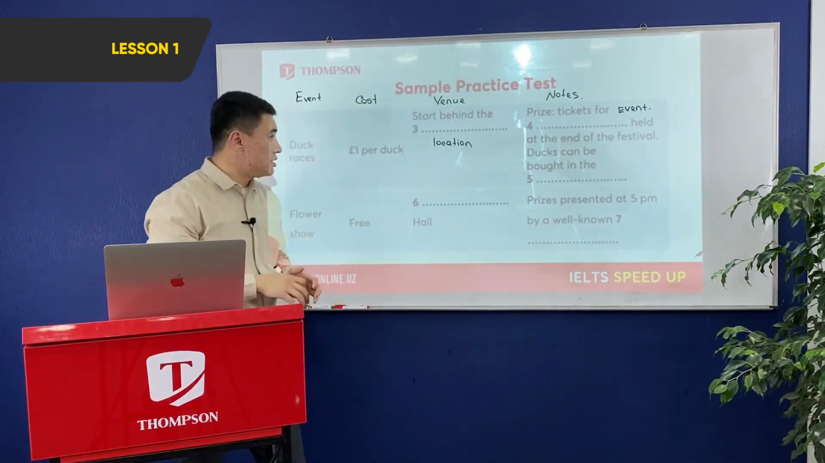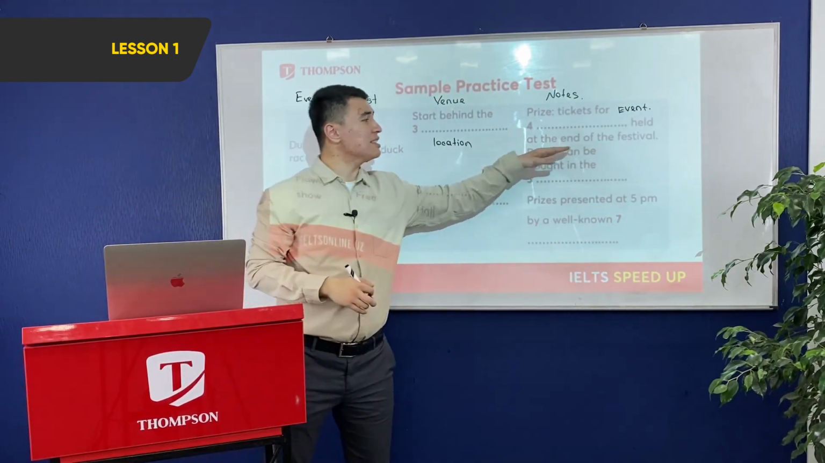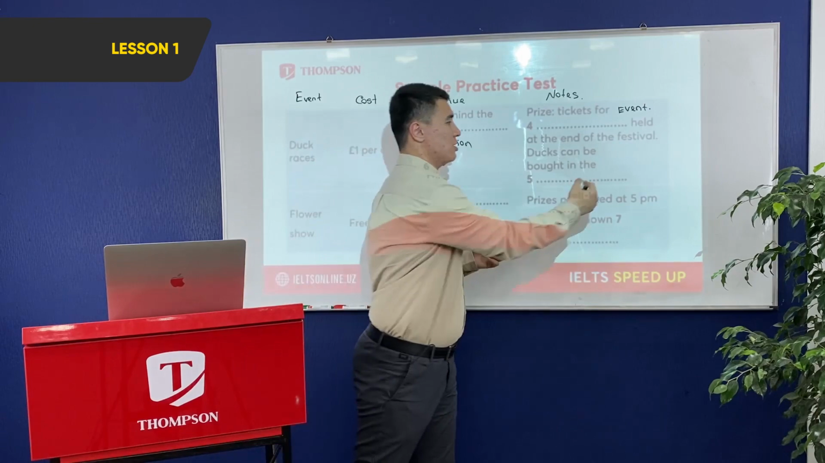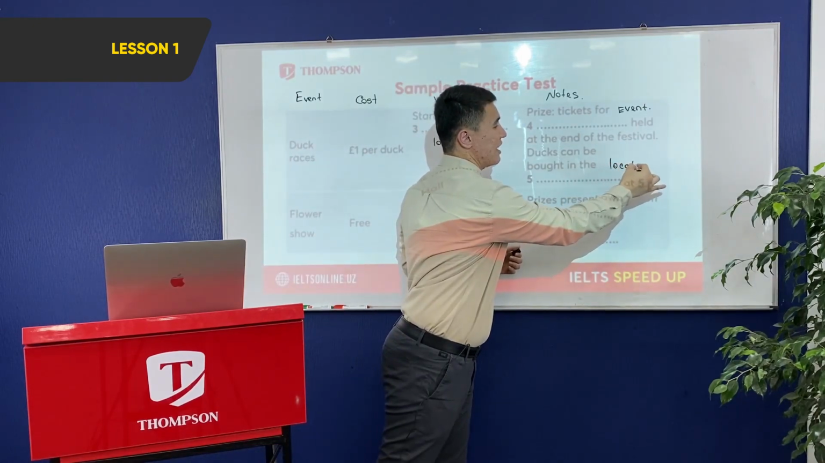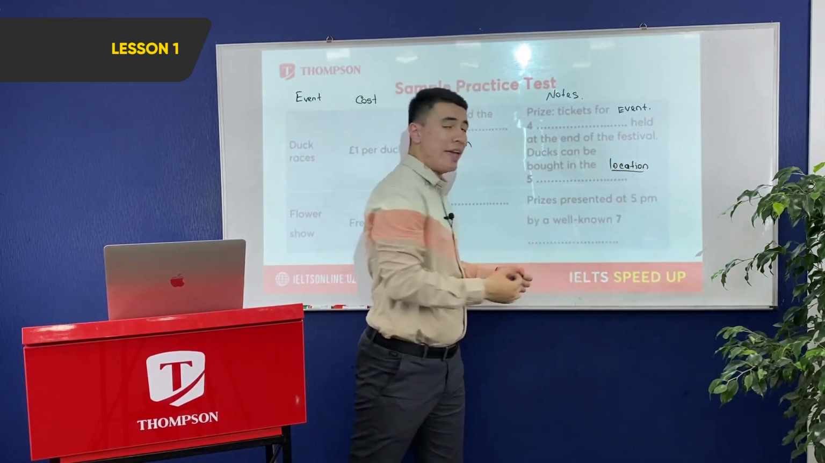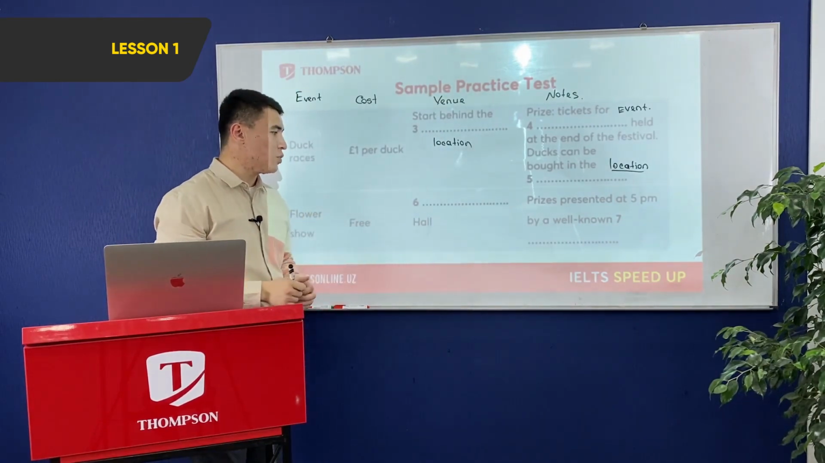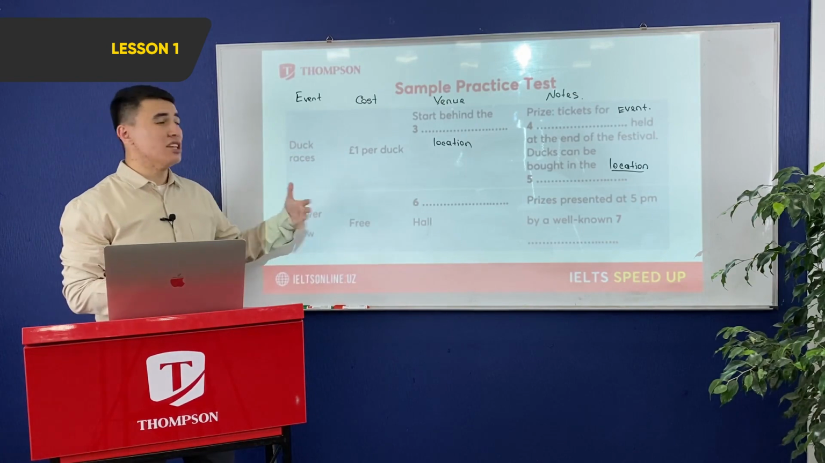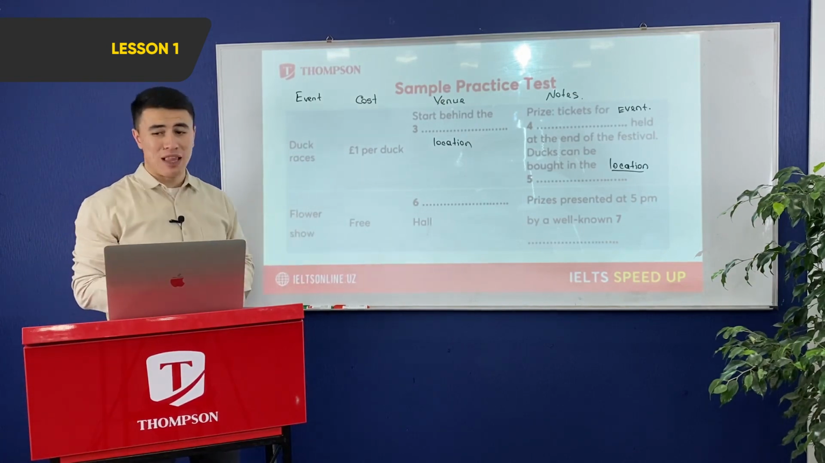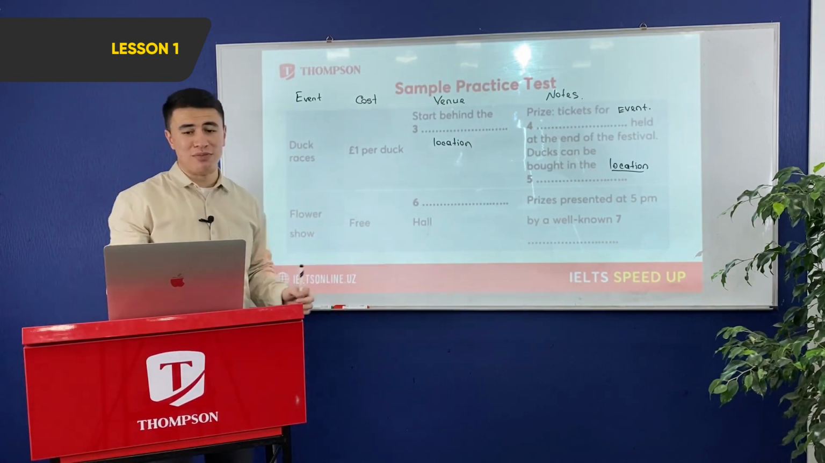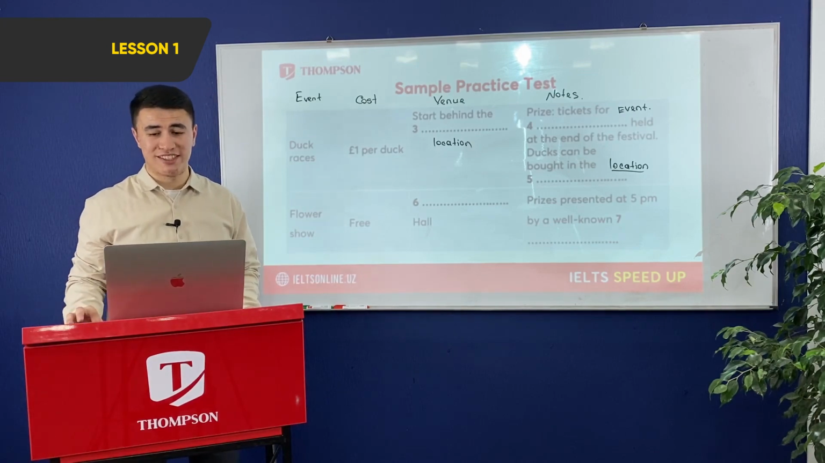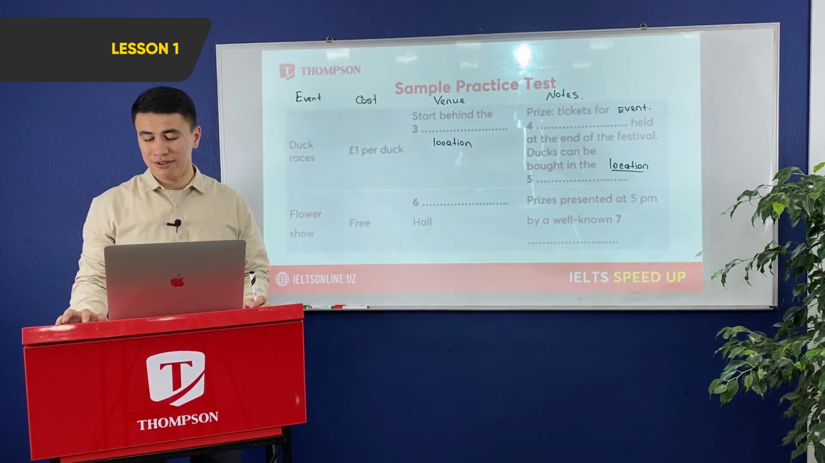Okay, and question number 5, ducks can be bought in the, so here you should write again a location where people can buy ducks, and in the 6th one we should write the location for the flower show that is going to be free for visitors. Let's listen to the audio.